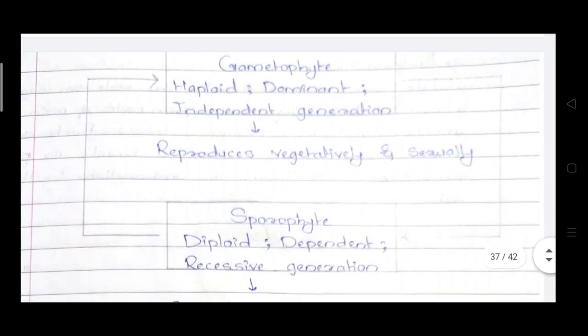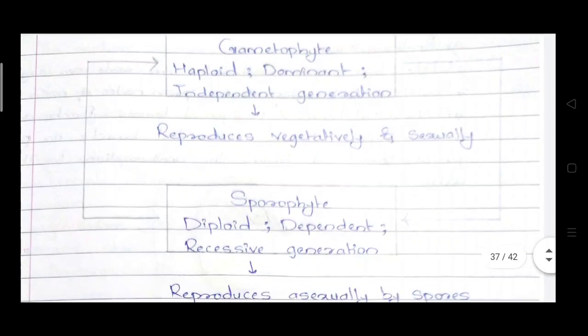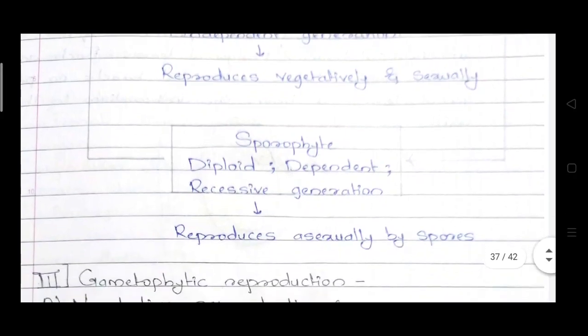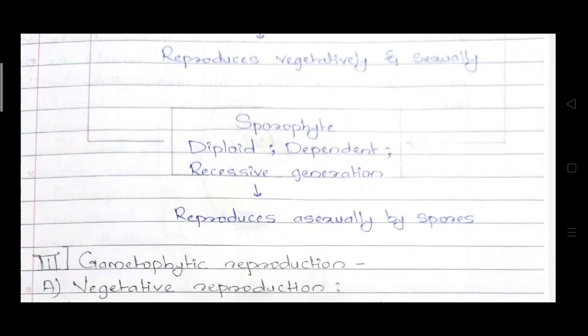So as you know, Sphagnum has two stages, gametophytic and sporophytic. The gametophyte is the haploid dominant stage and it is an independent generation. This gametophytic body reproduces vegetatively and sexually. The sporophyte is in the diploid stage. The sporophyte is dependent and it is the recessive generation. The sporophyte reproduces asexually with the help of spores.